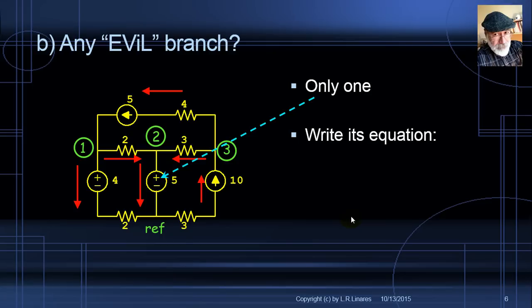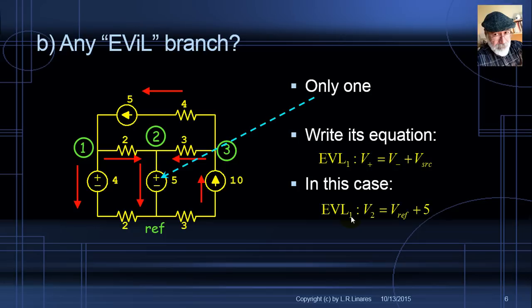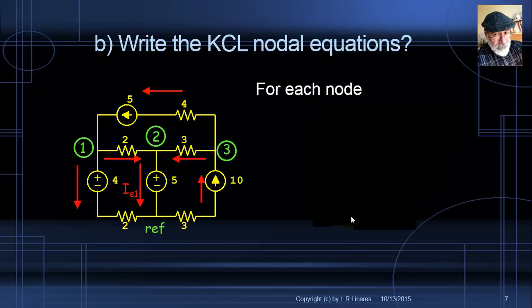We write the equation of the evil branch, which is voltage of the positive node, V2 in this case, is voltage of the negative node, V reference 0, plus the value of the source, 5. So in this case the equation is simply V2 is 5 volts. Sweet equation. That current, the current in the evil branch, we have nicknamed, looking for a very silly name, an evil current, I sub E1. And that is an unknown.